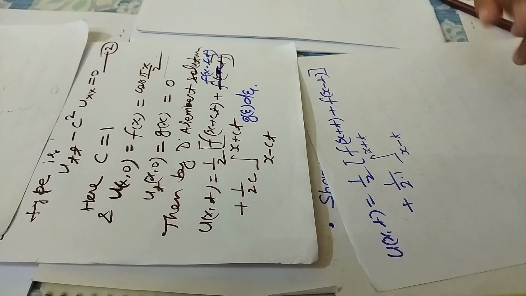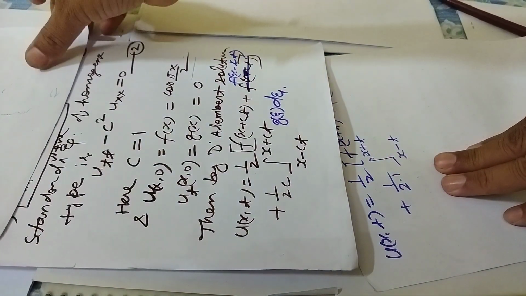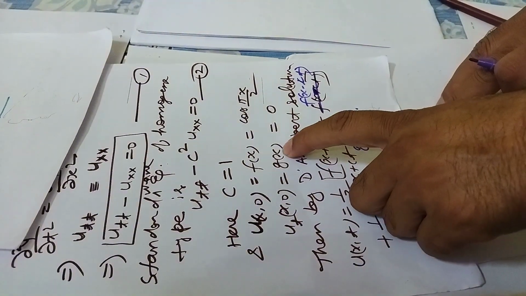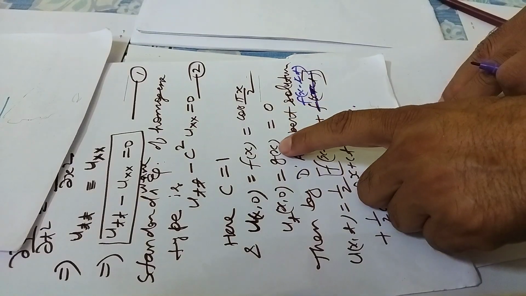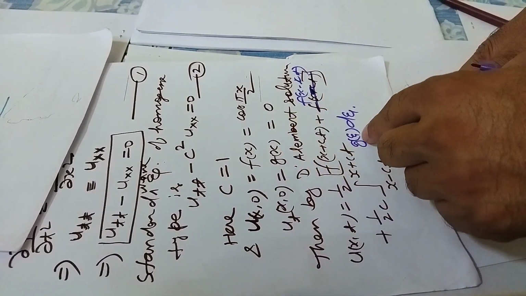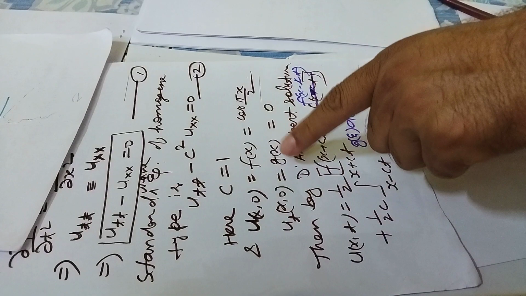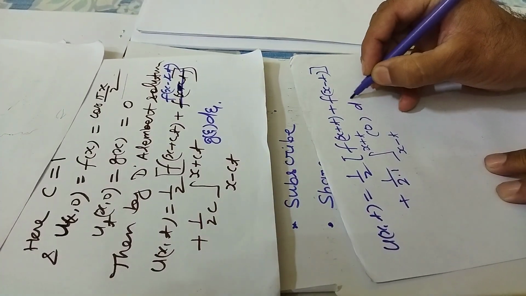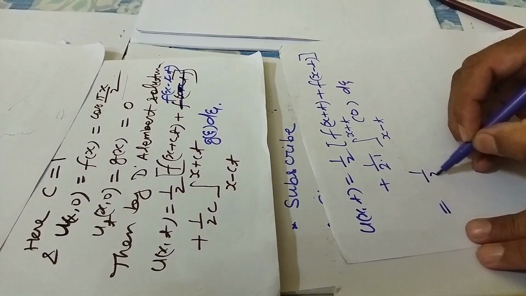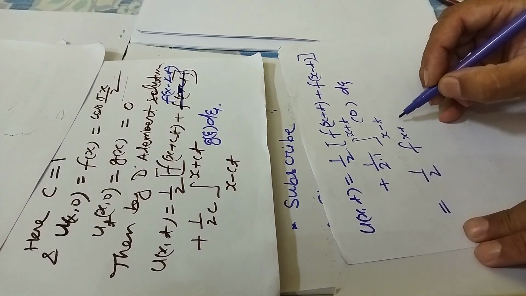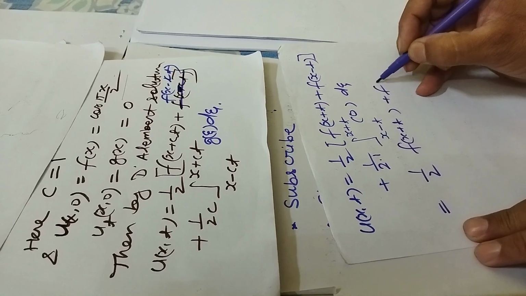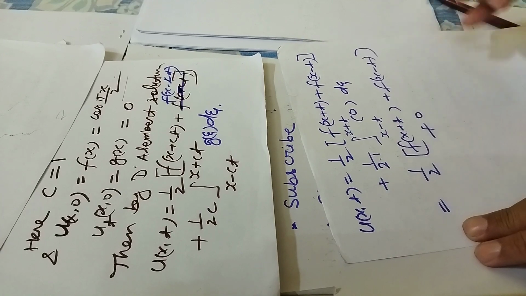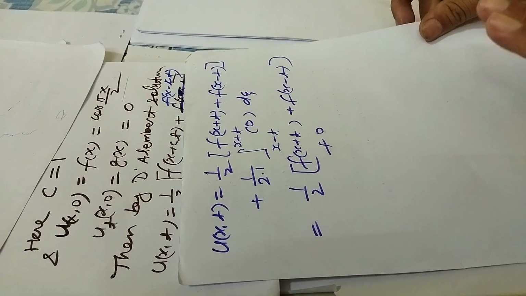g(η), and that means put in place of x, that is equal to η, but this is given 0, so we clearly put here 0. We see it is 1/2 [f(x+t) + f(x-t)] only, because after this the integral becomes 0.